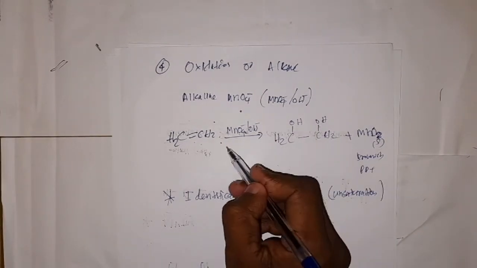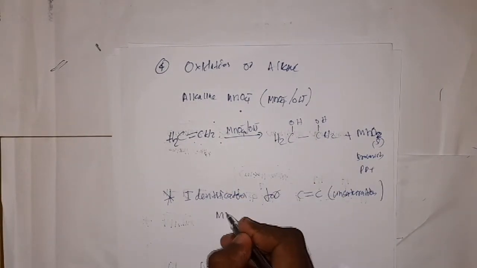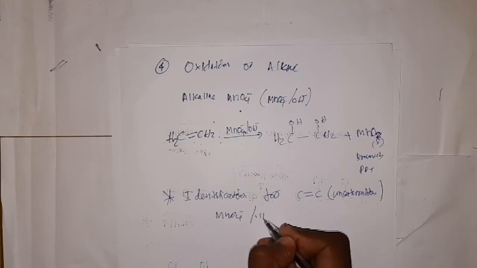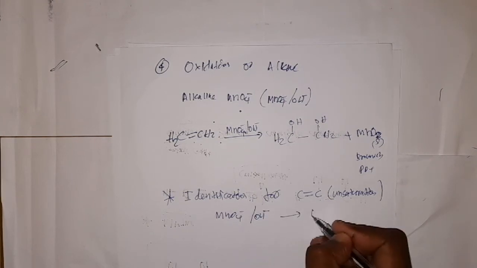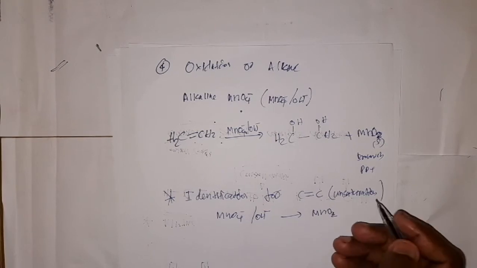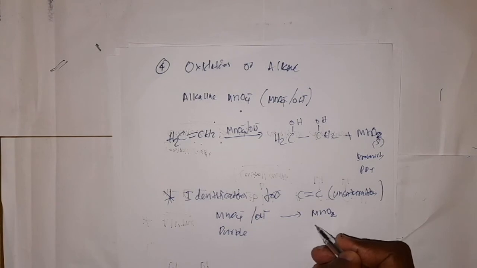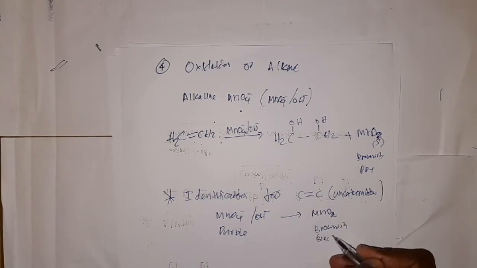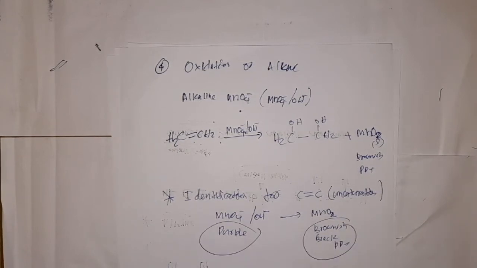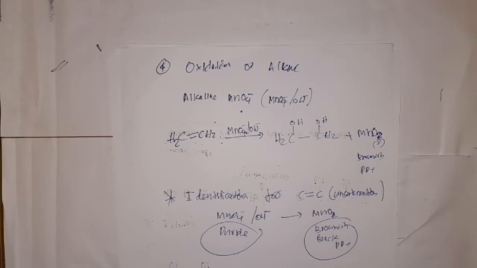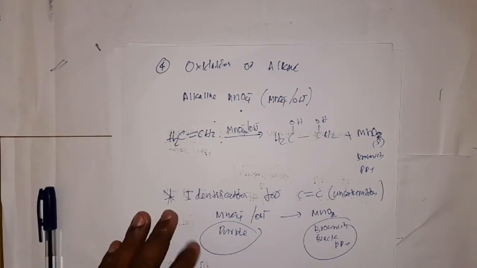The reaction, the color change is MnO4 minus in basic medium, OH minus, converting into MnO2. During this reaction, the color changes from purple to a brownish black precipitate. So this is the color change during this reaction, therefore you have to understand. And this is another identification test for alkene or unsaturation or carbon-carbon double bond.